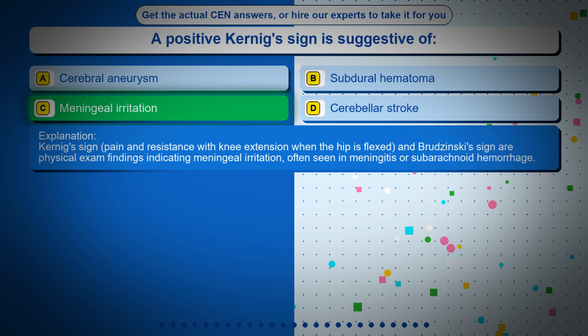Kernig sign, pain and resistance with knee extension when the hip is flexed, and Brudzinski's sign are physical exam findings indicating meningeal irritation, often seen in meningitis or subarachnoid hemorrhage.